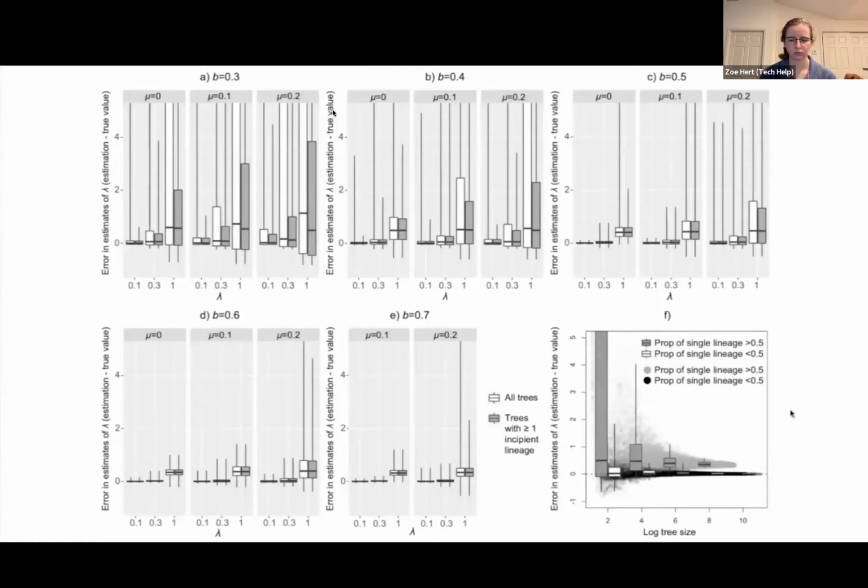And in general, if the speciation completion rate is smaller than the difference between the speciation initiation rate and the extinction rate, then PROSI gives you a very good estimate. It's consistent and unbiased.